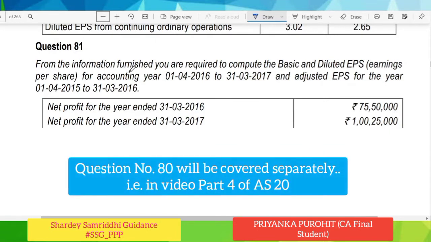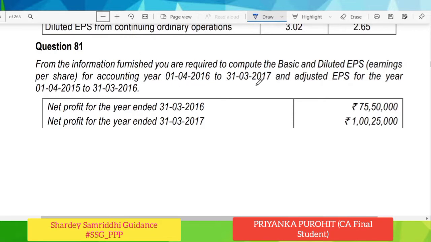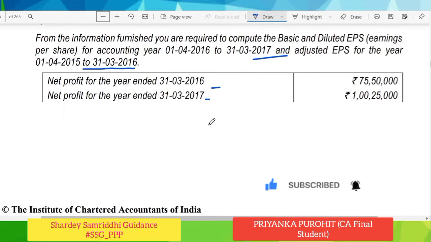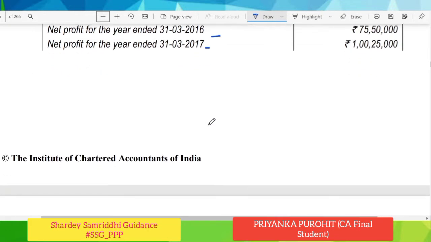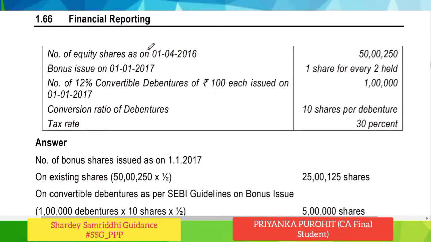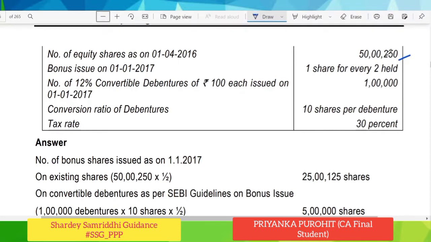From the following information furnished to you, you are required to compute the basic and diluted EPS, earning per share, for the accounting year 2017 and the adjusted EPS for the year 2016. So the net profit for both the years are given to us, 16 and 17, that is 75 lakh 50,000 and 1 crore 25,000. Also, the number of equity shares as on 1/4/2016 are 50 lakh 250.